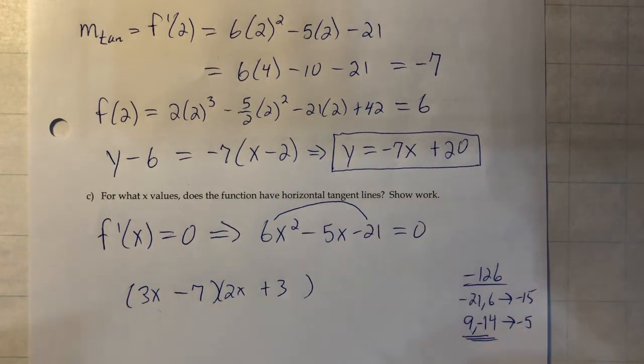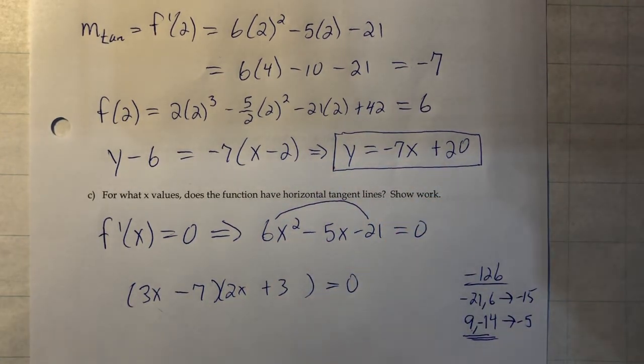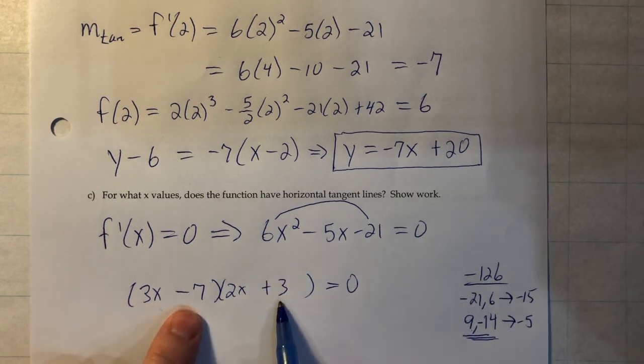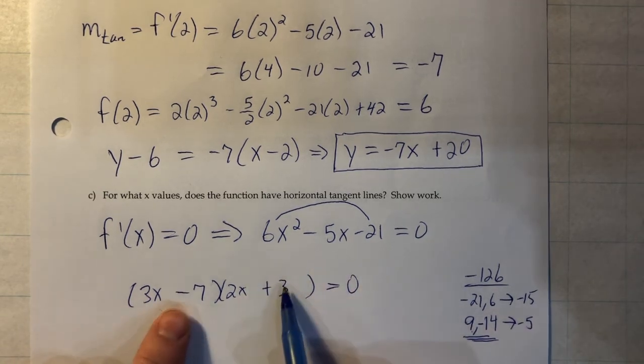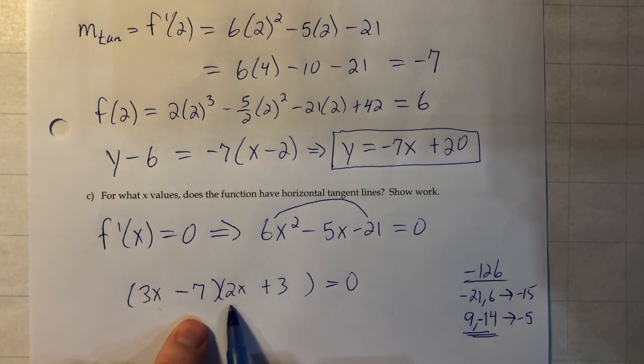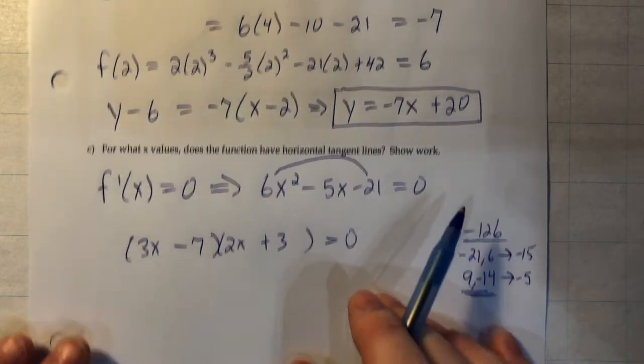That might be a weird way of factoring that you haven't seen before. It's a nice little trick that I like though. Let's check to make sure it worked. 3x times 2x is 6x squared. Negative 7 times plus 3 is negative 21. You got plus 9 for the outer x, plus 9x, minus 14x. 9x minus 14x is negative 5x. So that is a good factoring.